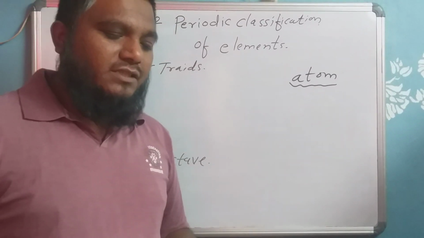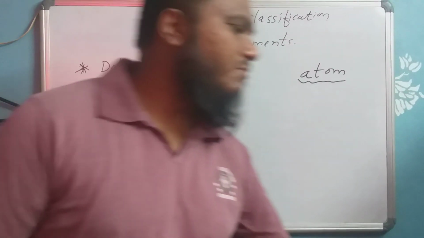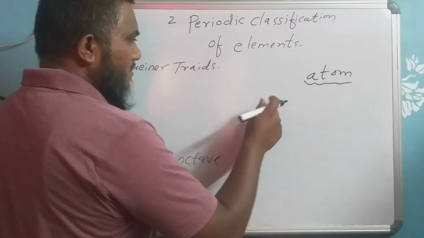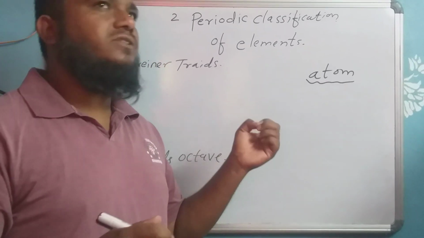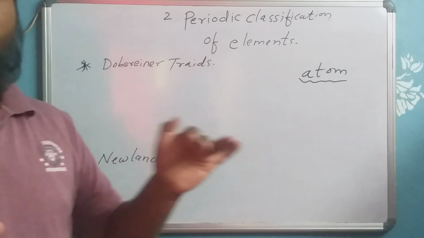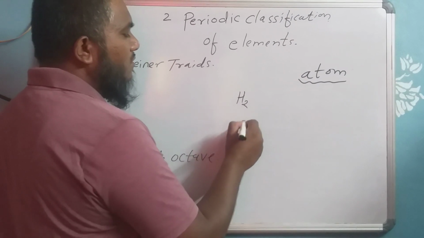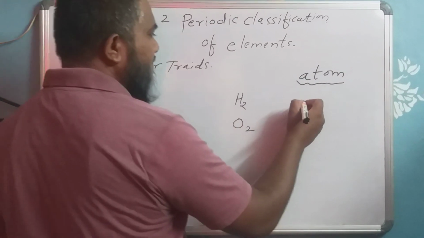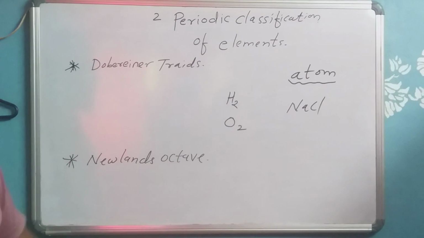Now what is the difference between a molecule of an element and a compound? Compounds are formed by 2 different elements in a specific proportion, and molecules are formed when we take 2 same elements and mix them. Just like H2 is a molecule, O2 is a molecule. For a compound we can take anything, that is NaCl or something, in a specific proportion.